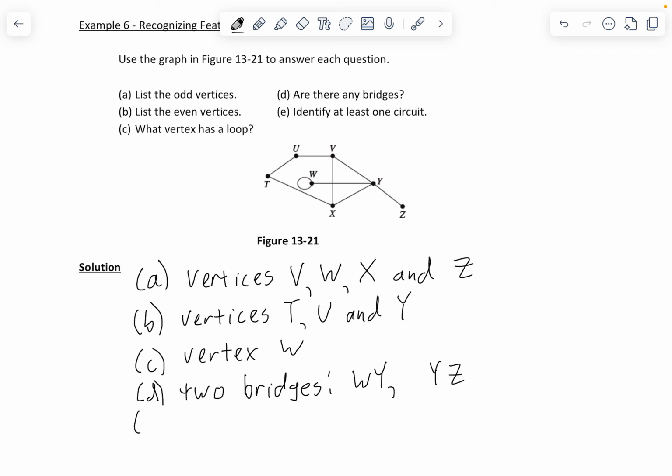Identify at least one circuit. Okay, there would be dozens of examples for this, but one of many examples would be starting at vertex T, going to U, and then going to V, and then going to X, and then going back to T, right? So that's just one example of one possible circuit. We'll just lay that down. So T, U, V, X, T. All right.